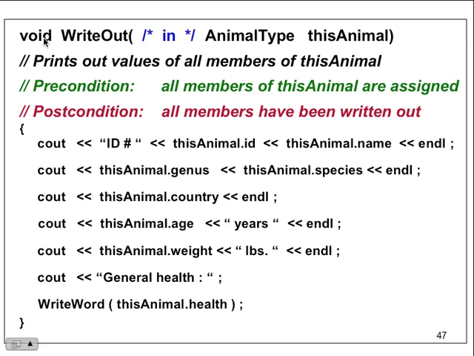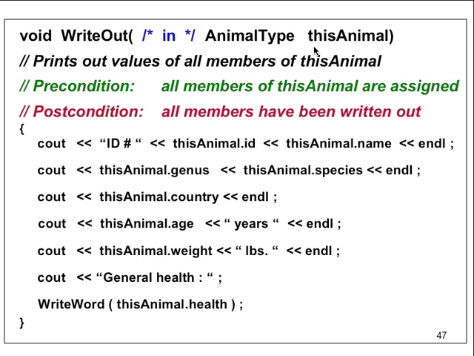So here's void write out. We're using void because it doesn't return anything. Write out, and the input is animal type space this animal, which means we're taking an animal type we defined as a structure. So we're taking as a parameter, it only takes one parameter to this function, and we're sending it to this animal. So we can send it as an aggregate.